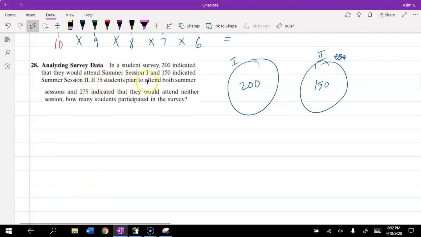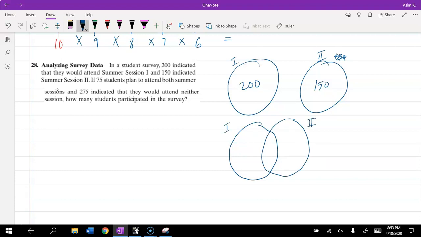It says if 75 students plan to attend both summer sessions, now we've got an issue. Basically what they're saying is the following, right? You have to make these 2 diagrams come together like this over here. You still got 1 and 2, but this time, there is 75 students who were counted in that 200, and those same 75 students were counted in the 150. Now when you write down the numbers, you got to take 75 away from 200 and write down 125. And then you take 75 away from 150 and you write down 75, because that's what 150 minus 75 is.